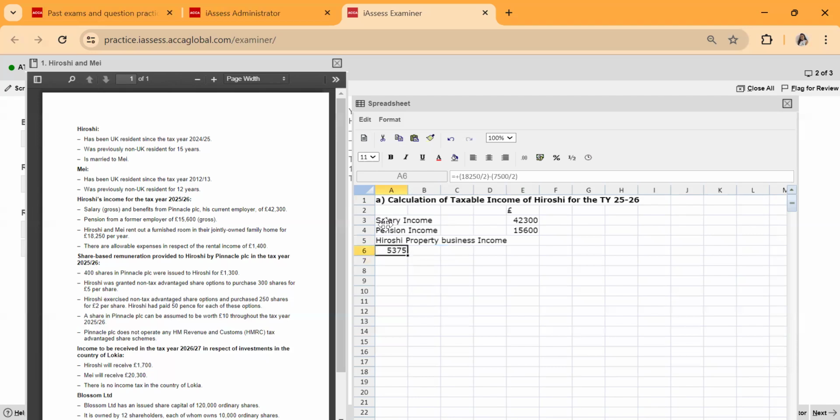So here in the bracket, I can just remove the plus sign. I can show the calculation here. And here I will take the plus sign. So we get here 5,375.